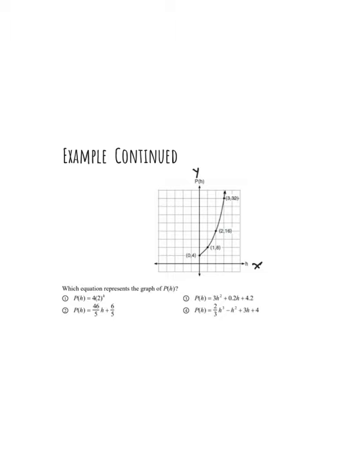So from this graph we can come up with a table of x and y values. When x is 0, the value of y is 4. When x is 1, the value of y is 8. When x is 2, the value of y is 16. And when x is 3, the value of y is 32.